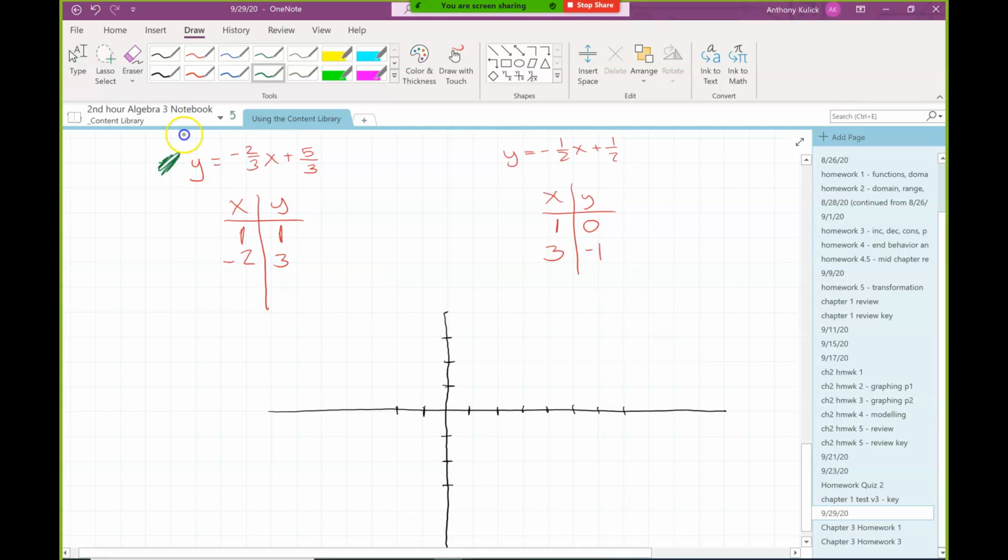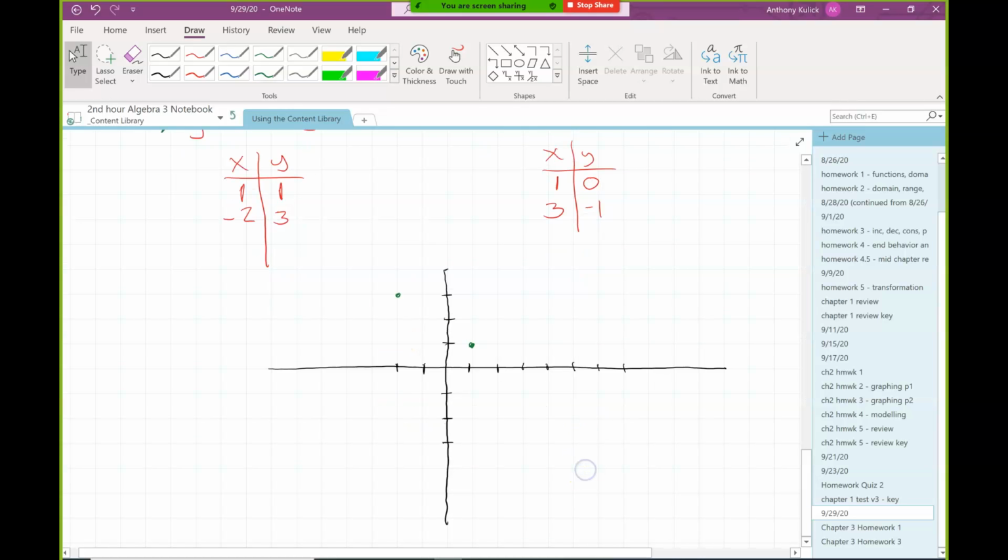I'm going to graph this first equation in green, and I'm going to graph the second equation in blue. So let's see, I have (1, 1) and then (negative 2, positive 3). All right, and the other one I have (1, 0), (3, negative 1).